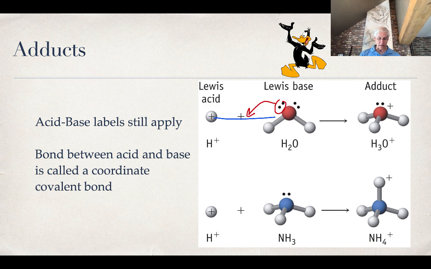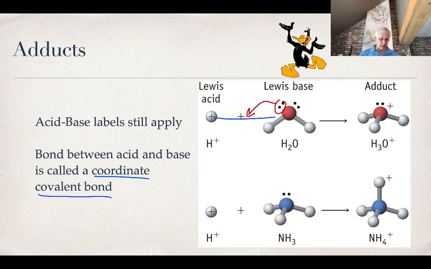Now the bond that forms between them is called a coordinate covalent bond, but it's no different than a regular covalent bond, whether both atoms shared an electron and formed a covalent bond, or if one atom put in both electrons and formed a covalent bond. There's no difference between the bonds. You can't identify them in any way. They are identical. The only thing different between them is how they form.